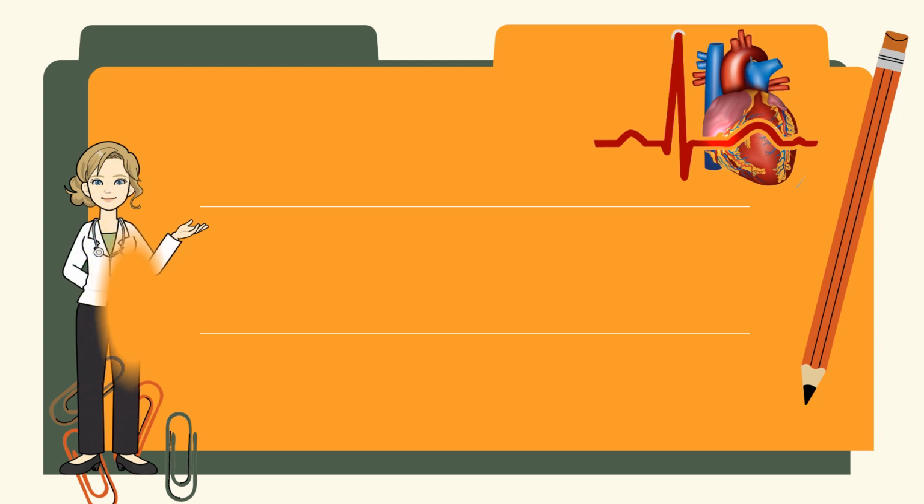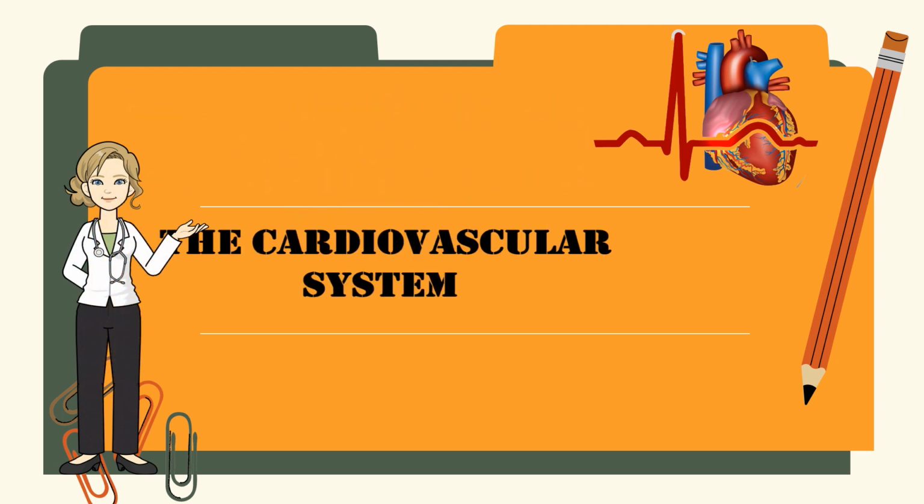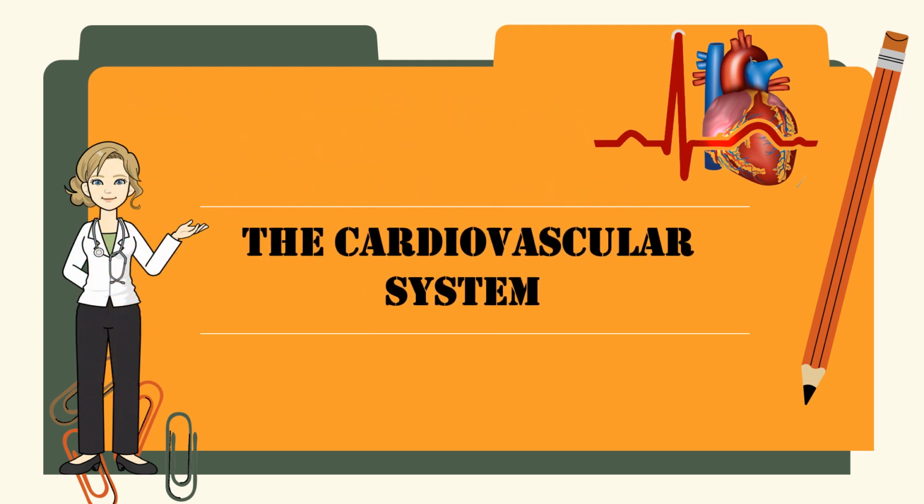So this is our second topic for this week: the physical examination of the cardiovascular system. The cardiovascular system is made up of the heart and blood vessels. The main functions of this system are delivering oxygen and nutrients to the cells of the body, removing waste products, and maintaining perfusion to the organs and tissues.